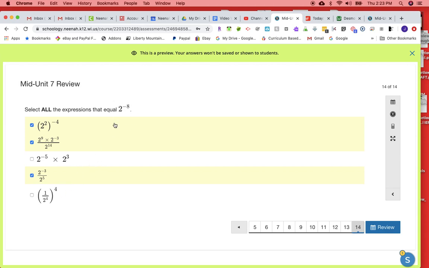And our last one, this one has a fraction in it. If I had to convert this into a fraction, it would be 1 over 2 to the 8th, positive 8. So this would be 1, and this is a power to a power, so it's going to be 4 times 4 is 16, so 1 over 2 to the 16th, which is not the same as 1 over 2 to the 8th. So this one would not work. So these would be our 3 answers.